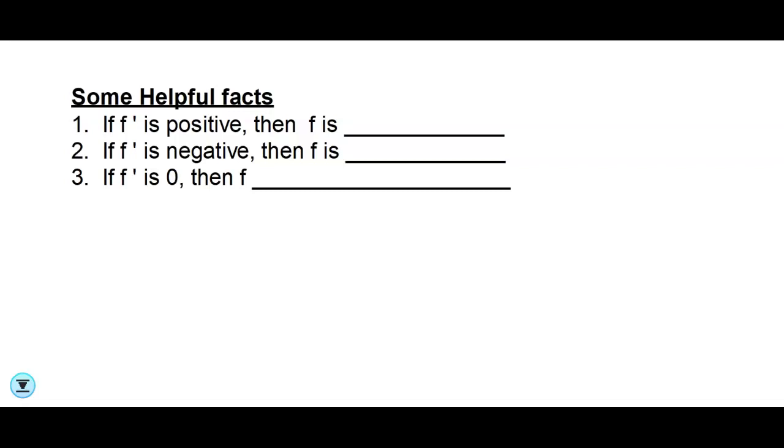All right, so to begin with, if f prime is positive, that means that the slope of f is positive. So if f prime is positive, then f is increasing, and that means that it's going in an upward direction. Next, if f prime is negative, then f is decreasing, which means that it's going in a downward direction.